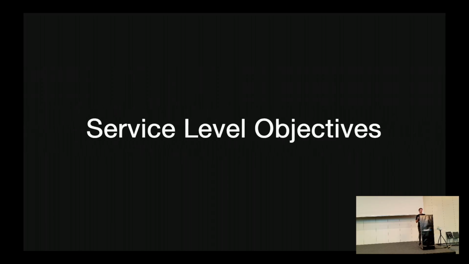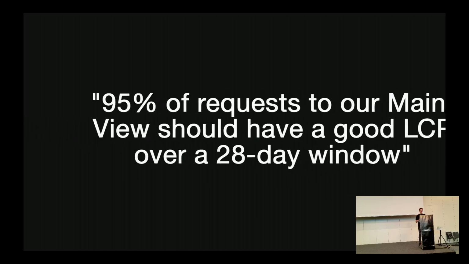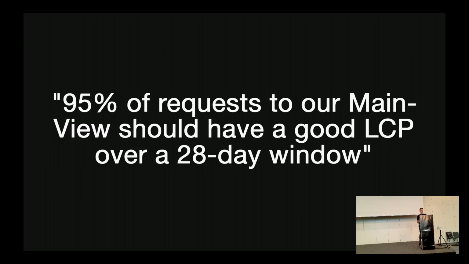And a service level objective, or SLO for short, is another thing. A service level objective describes how often a service level indicator must be met. So they both relate very strongly together. An example of an SLO for our Hilla app could be: 95% of all the requests to our main view should have a good LCP over a 28-day window, for example. This is a very precise service level objective, but there's one interesting thing here.